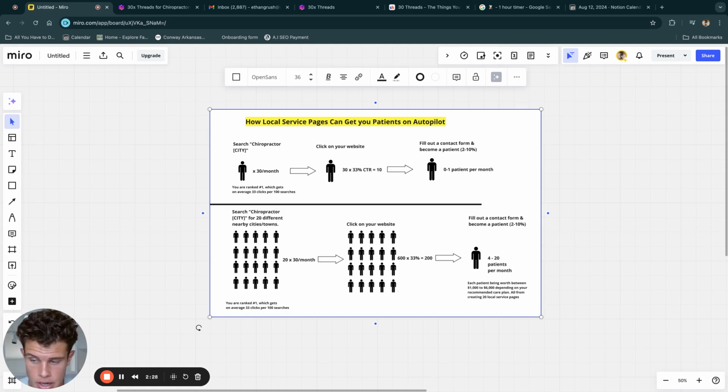Now, if we were to multiply that by the same conversion rate of 2 to 10%, we could get anywhere between 4 to 20 patients every month. And each of these patients could potentially be worth anywhere between $1,000 to $6,000 simply by creating these local service pages.